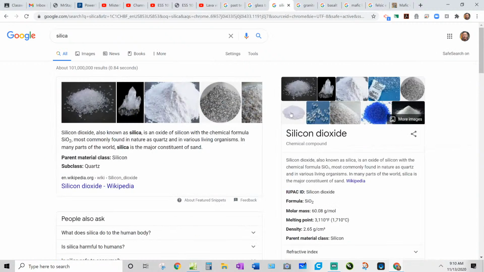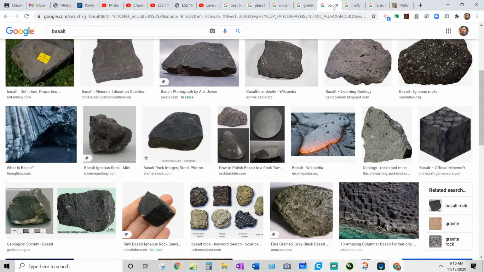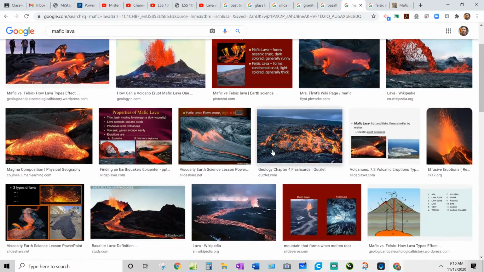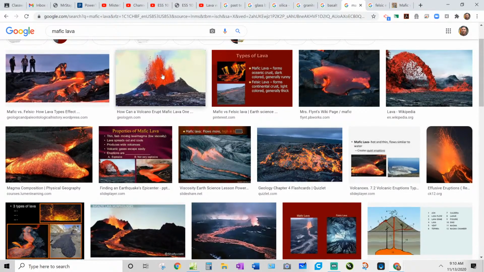This is just a picture of some silica. It's one of the major components in glass. It's also what's in felsic rock. Here are some more pictures of granite, some more pictures of basalt, and here I've got some pictures of mafic lava. So this is the dark kind, and you can tell from this it almost looks like a splash of water. Maybe it's thick water, but it's pretty runny for being a rock. So this is the dense stuff, which is running.